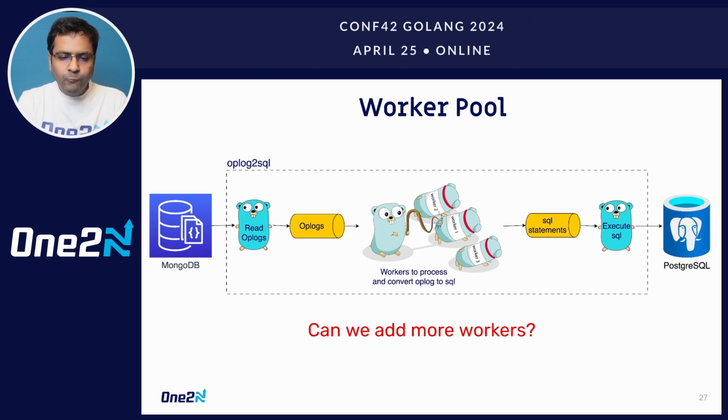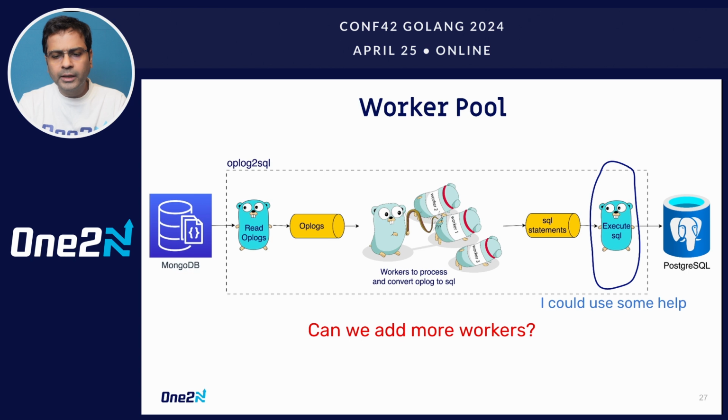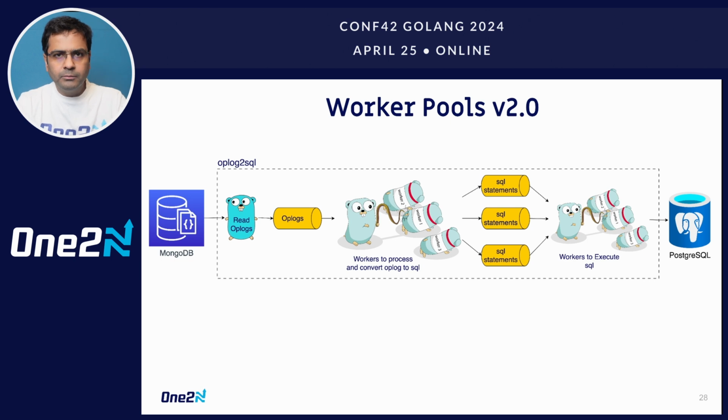Well, we've got one design, but can we do better? Can we add more worker pools? I think the SQL Go routine execution can also be parallelized and can also use some concurrency, right? So it could also use some help. So let's modify the program to have more Go routines. Now in this case, we have the same, but what we've done is, for each Go routine which handles the incoming oplog, it creates a set of SQL statements and pushes them into its own channel, which another Go routine can read from.